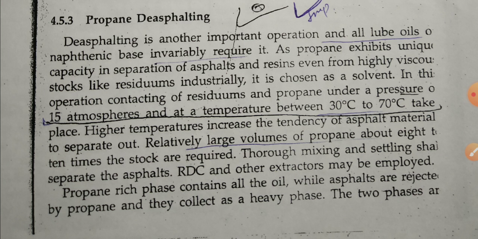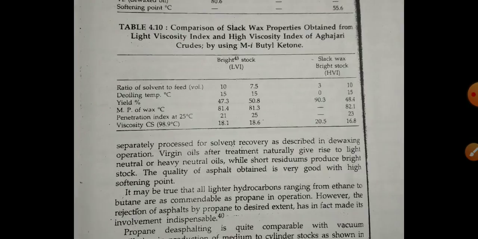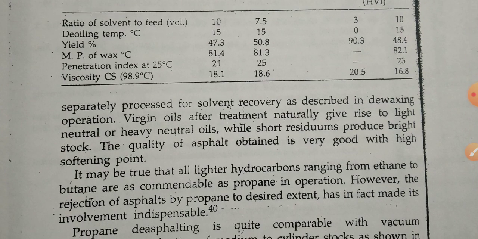The two phases are discussed separately for processing, with solvent recovery as described in dewaxing operations. Virgin oils after treatment naturally give rise to light neutral or heavy neutral oils, while short residues produce bright stocks. The quality of asphalt obtained is very good, with a high softening point also.